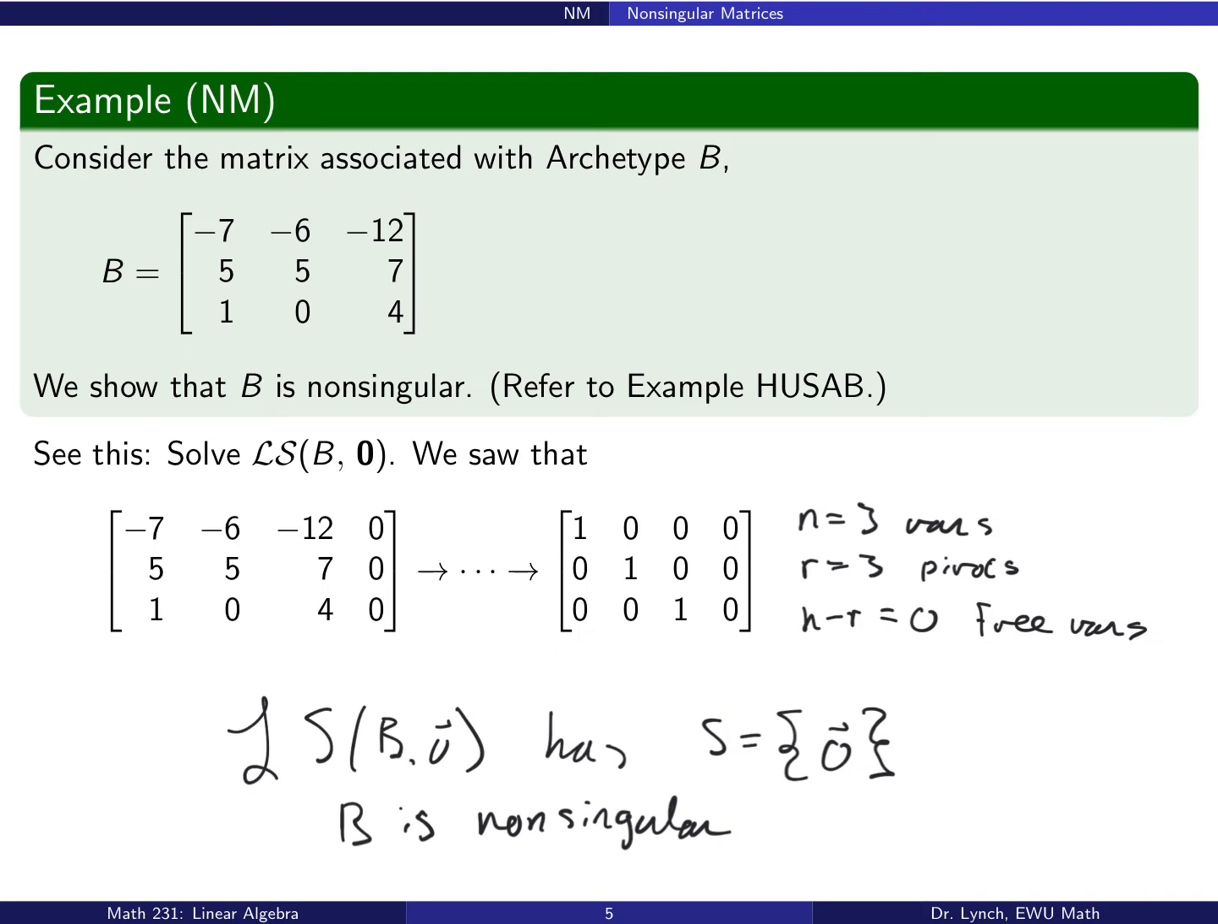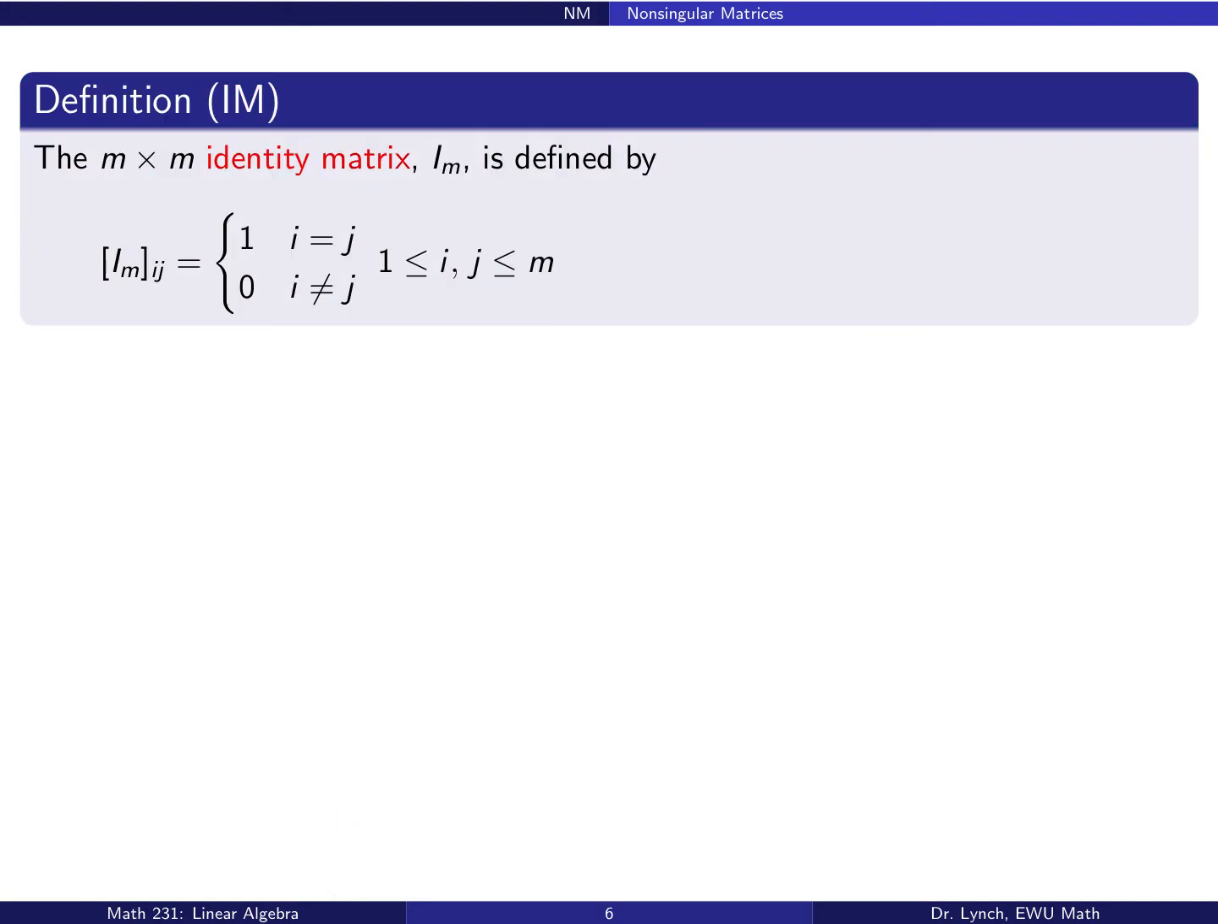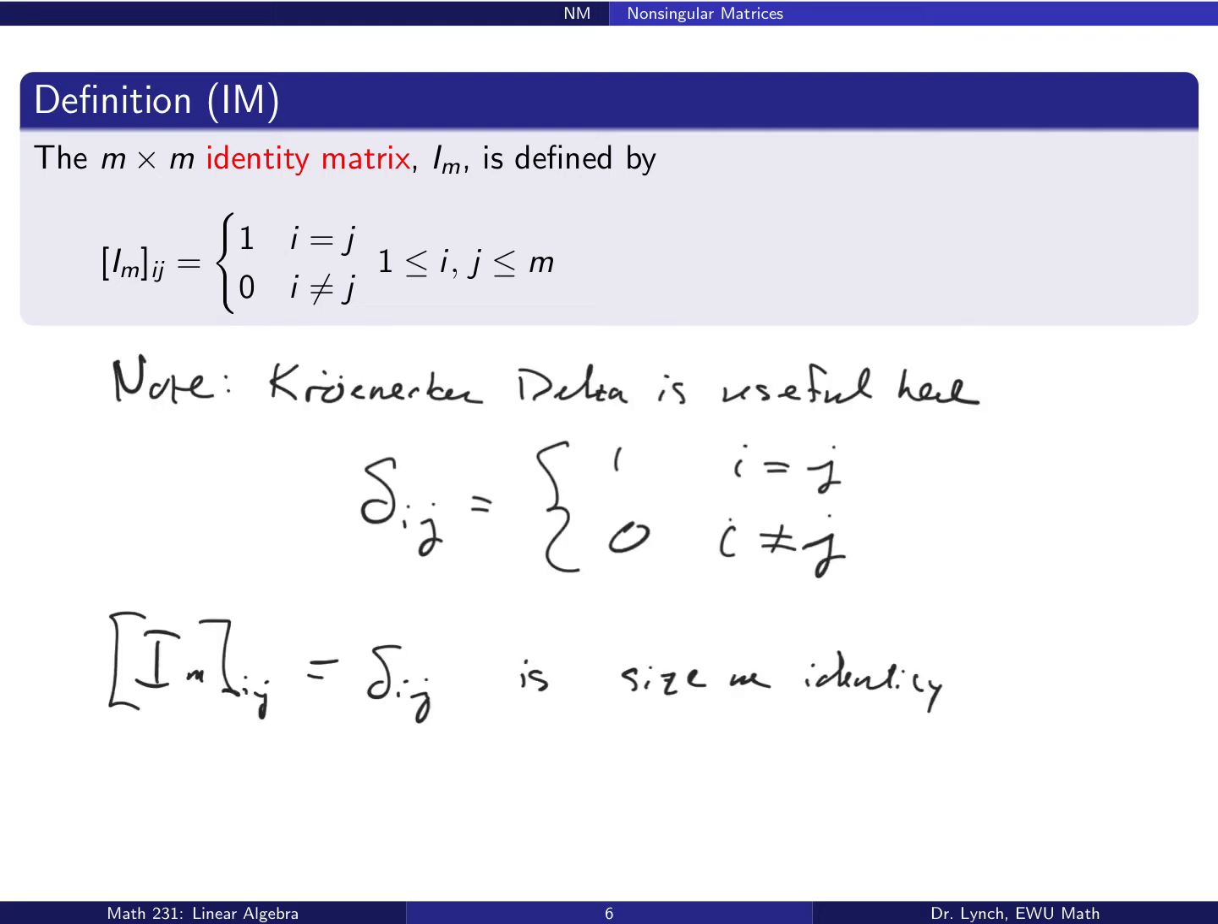You may have noticed that the reduced row echelon form of a matrix takes on sort of a special form here in the case of a non-singular matrix. We'll exploit that in order to identify a non-singular matrix. So a definition: the identity matrix, I sub m, is a square matrix. It's size m, and it has the special characteristic that every element on the diagonal is 1, every other element is 0. I'll point out that the Kronecker delta notation is pretty useful here.